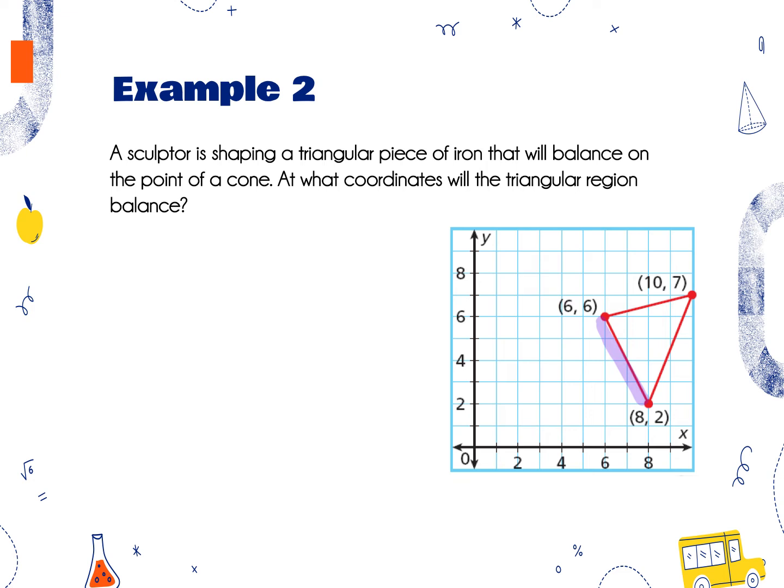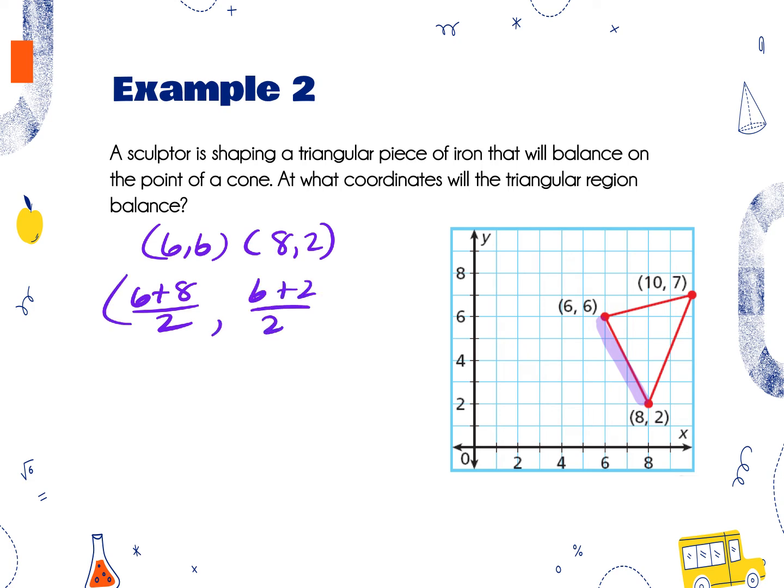So I'm going to take the 2 ordered pairs, the 6, 6 and the 8, 2, and calculate the midpoint by adding the x's and dividing by 2, adding the y's and dividing by 2. This is going to give me 14/2 and 8/2. So the midpoint is going to be 7, 4. So I could graph that right here. And then I can draw the median into the vertex.